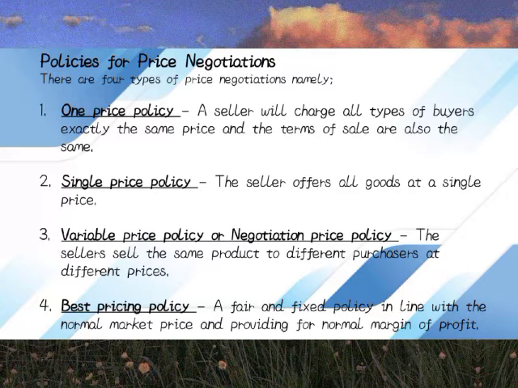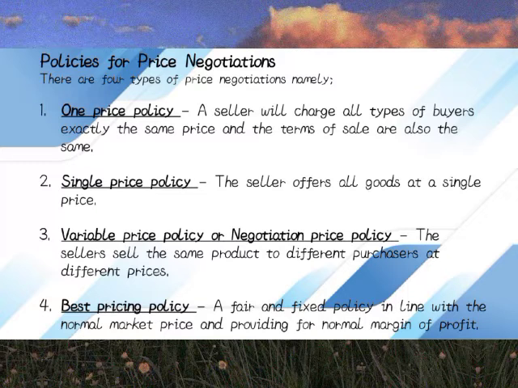In one price policy, a seller will charge all similar types of buyers exactly the same price, and the terms of sale are also the same. In this policy, the customers already know that negotiation is not possible. There will be no question of negotiation or bargaining. If discounts are offered, they give equal terms to all buyers. In this way, having a fair trade gains a customer's confidence. They cannot negotiate the price because the company won't allow it.